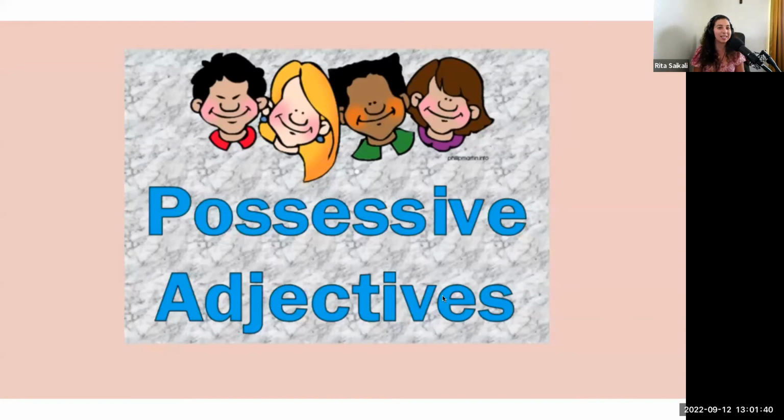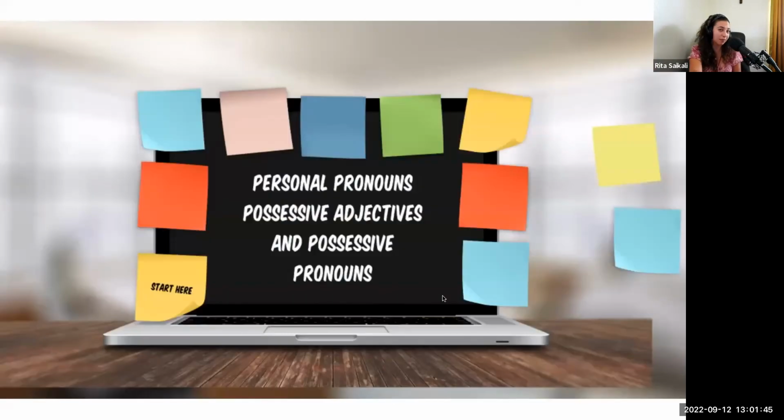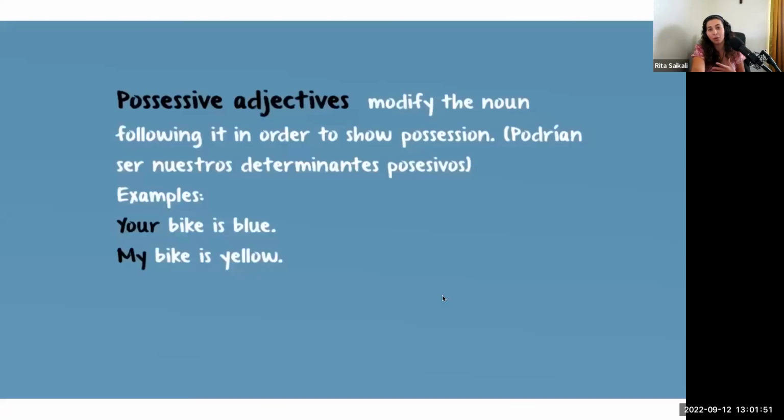Now, this is where things get a little bit difficult and a little bit confusing, because possessive adjectives and possessive pronouns look very similar to each other. But what do possessive adjectives do? Well, possessive adjectives modify the noun following them in order to show possession. So basically, there's a noun, and we want to show that it belongs to me, it belongs to you, it belongs to someone, whatever it is, a place, a person, or a thing. So you always will find a noun after a possessive adjective.